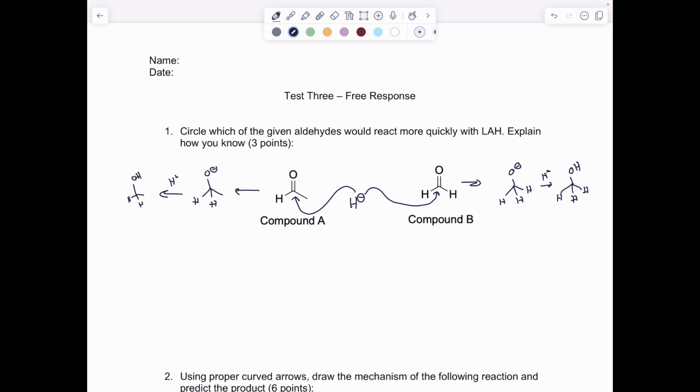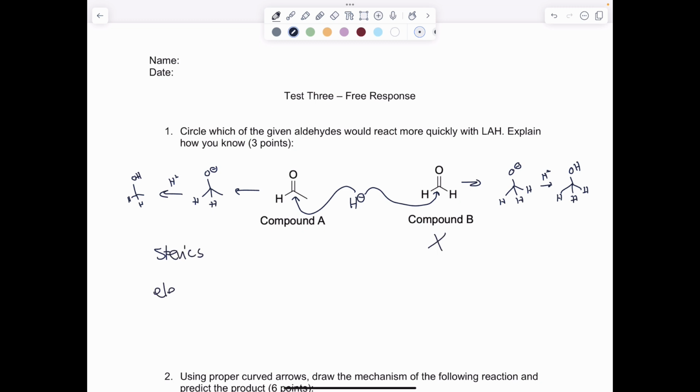So, factors to consider when thinking about this reaction. Steric effects and electronic effects are usually the things that I like to think about. So sterically, compound A has this slightly bulkier CH3 group that's going to take up more space compared to these two itty-bitty hydrogens. So even though they're both aldehydes, this one is going to be slightly more sterically hindered, so it will react slower compared to compound B. So in terms of sterics, this one is going to react faster.